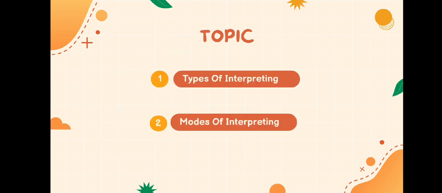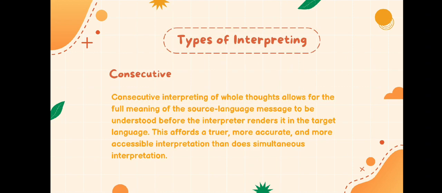In this material, there are two topics. The first topic is types of interpreting, and the second one is modes of interpreting. Next, two types of interpreting. First is consecutive and simultaneous.